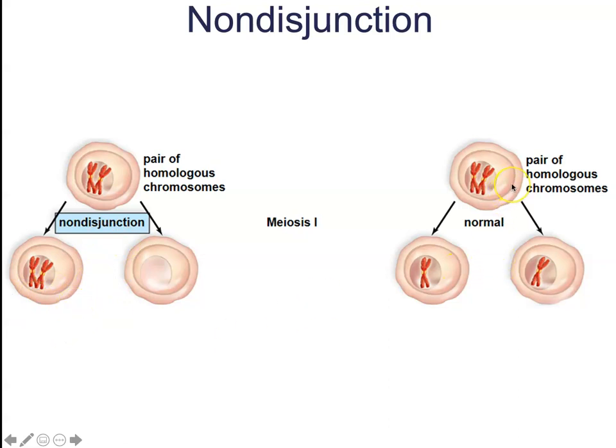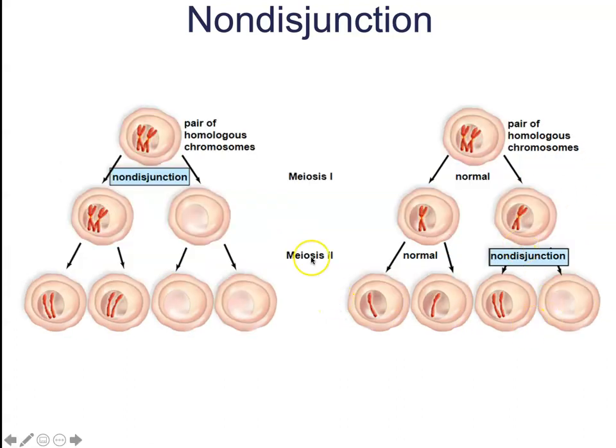So a normal separation would have looked like this during meiosis 1. If this happened during meiosis 1, by meiosis 2 we would see gametes that have absolutely no chromosome, or they're missing the chromosome completely, or they have 2 copies of that chromosome. Because when we separated the sister chromosomes, we had already had 2 copies there.